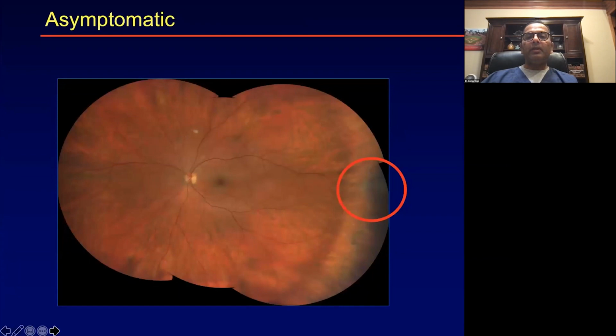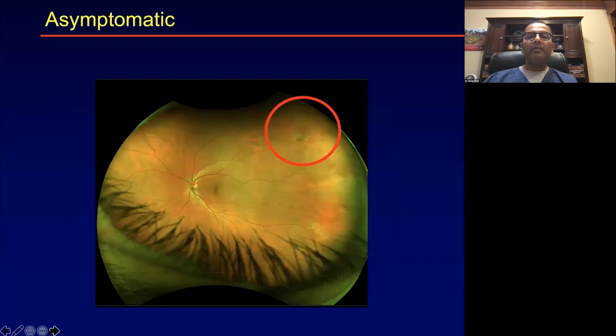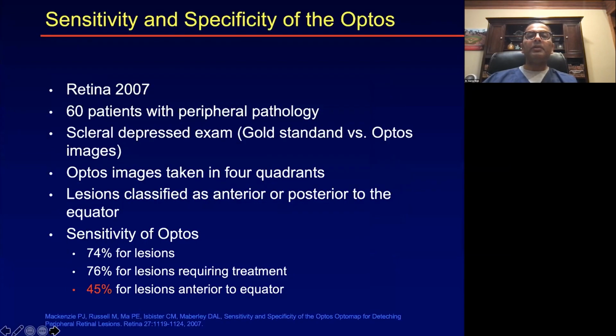So one of the other things we want to talk about is wide angle photographs. A lot of us probably get these, and you can see here's a wide angle photo of an asymptomatic retinal tear patient. Here's another one, another one. So what is the sensitivity and specificity of these wide angle photographs?